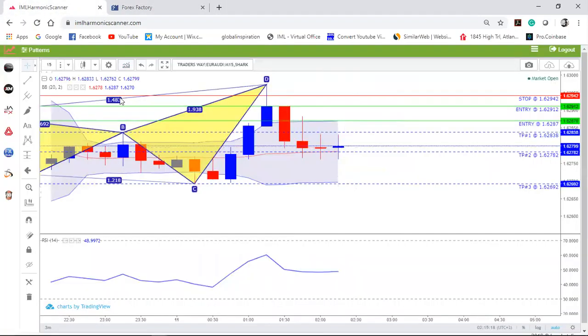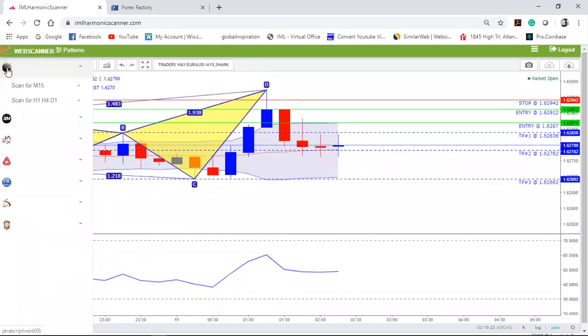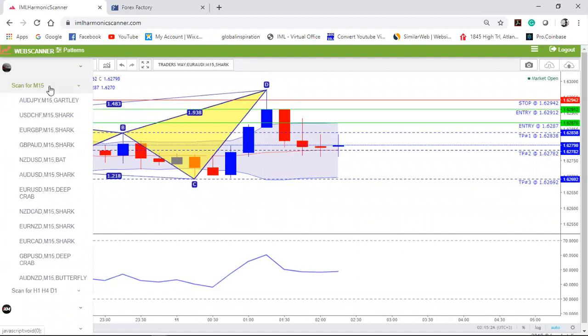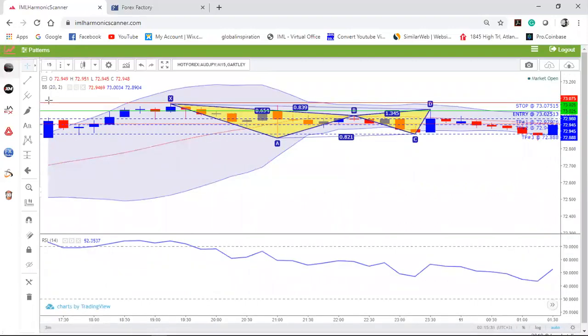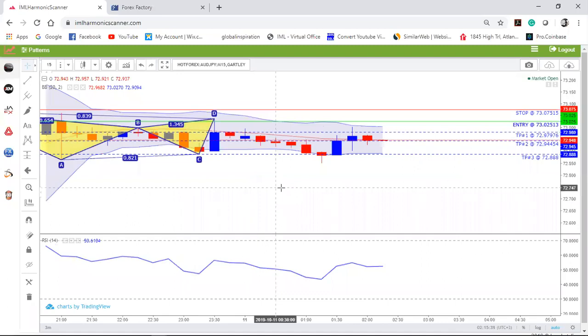Okay, all right, so now let's look at the other options. So I start at the top with the brokers to find my trades. So AUD JPY is here on Hot Forex, but it's old. So it happened a while ago.